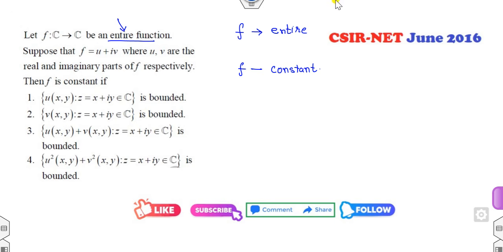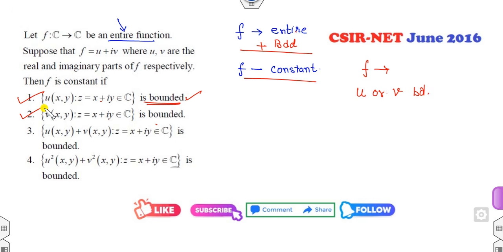Which things come to your mind? If I prove that f is bounded, then f is constant. Fine. How can you prove f is bounded? Either you can prove u or v is bounded. So you can see the first case. If U is bounded, that means f is entire, this is satisfied. V is bounded, satisfied. If U is bounded and V is bounded, U plus V is also bounded. So this is also satisfied.